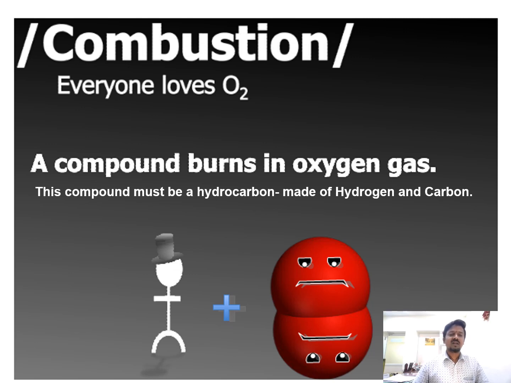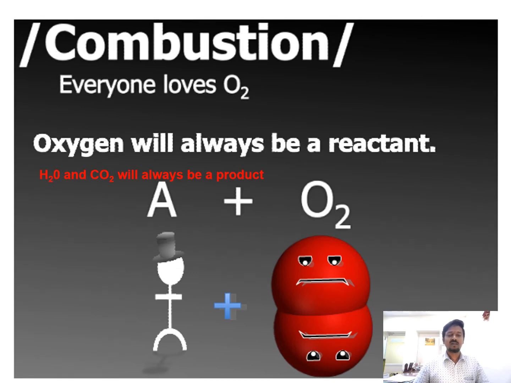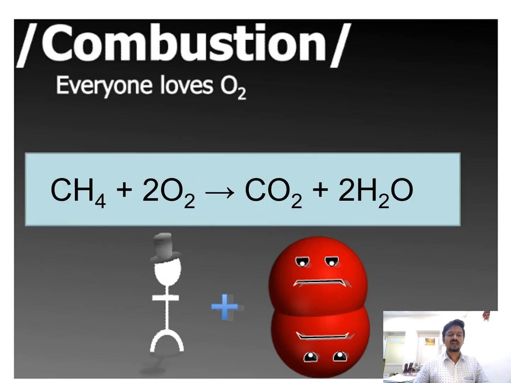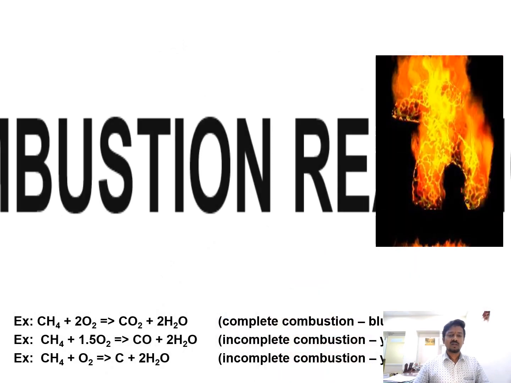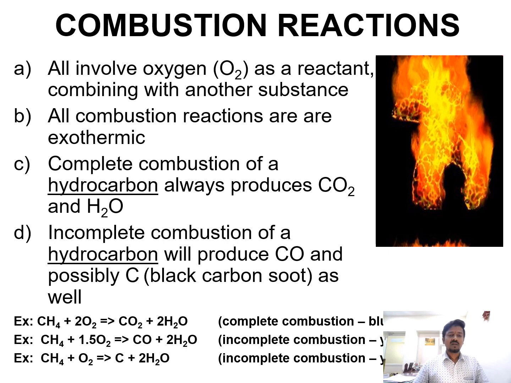Then combustion reactions. A combustion reaction is a type of reaction where a compound burns in oxygen gas. Here the compound must be a hydrocarbon made up of hydrogen and carbon. For such combustion reactions, oxygen will always be a reactant. For example, methane reacts with oxygen to give carbon dioxide plus water. These are examples of combustion reactions. Here, oxygen is always one of the reactants for a combustion reaction to take place. These are examples of some combustion reactions.